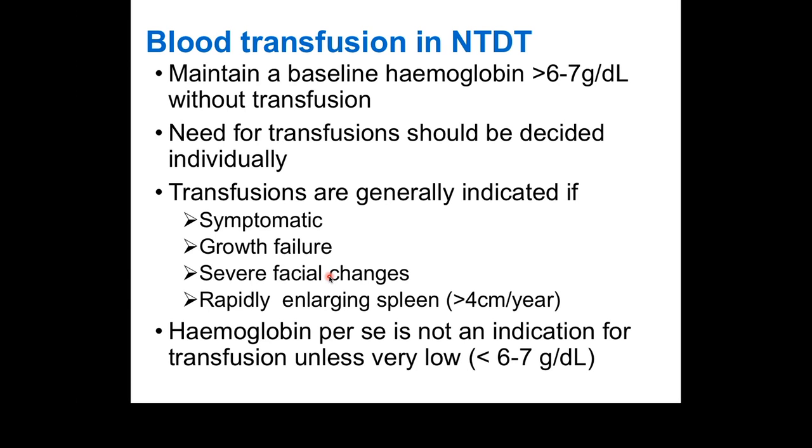Transfusions are generally indicated if they are symptomatic, if they have growth failure, severe facial changes, or if they have a rapidly enlarging spleen. Hemoglobin per se should not be an indication for transfusion. You can't really say a value, but generally in our practice, we will tolerate the hemoglobin between 6 and 7 if they can be managed without transfusions.